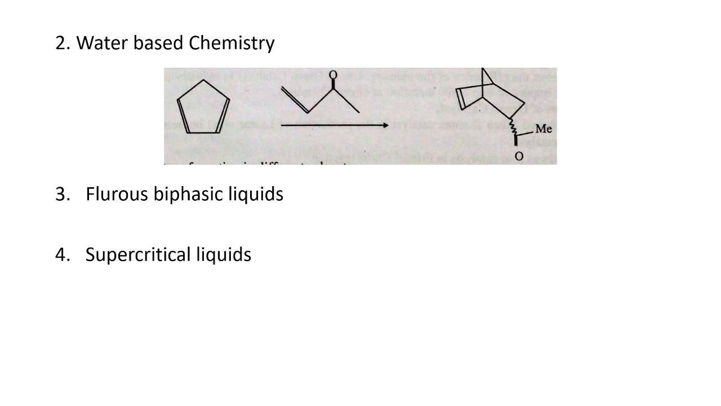Close to the critical point, small changes in temperature or pressure result in large changes in density. So you can control these parameters, and by changing them their properties can be fine tuned. So they are considered good substitutes for organic solvents in a number of industrial and laboratory processes. Carbon dioxide and water are the most commonly used supercritical liquids.